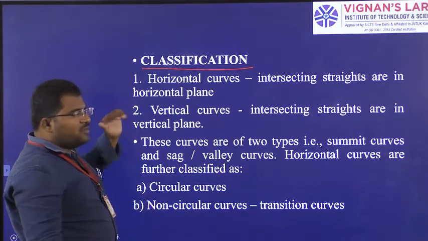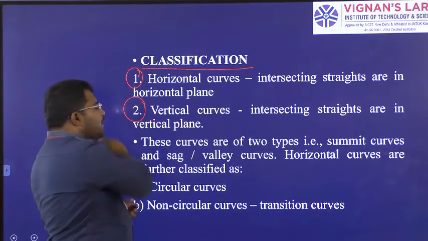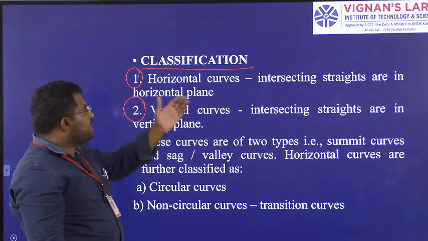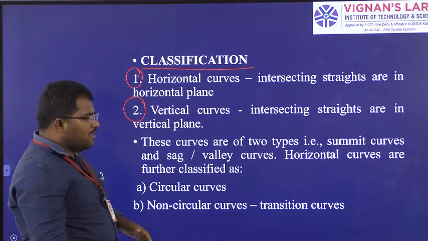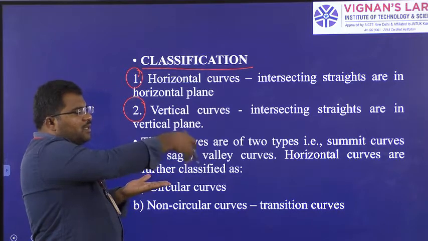So these are two types. One is horizontal and the second one is vertical curves. Horizontal curves are those whose intersecting straights are in the horizontal plane. If you are taking a normal road curve, it is in a horizontal way.